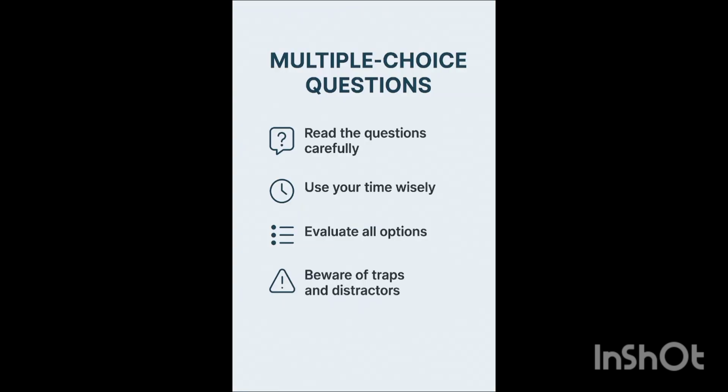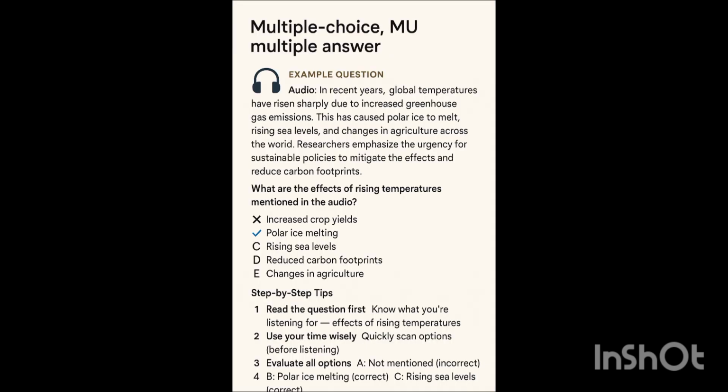So the multiple choice questions will be like you have to read the questions carefully, use your time wisely, evaluate all options, beware of traps and distractions. For example, if have is used, then obviously the third form of the verb will be used. The example is: in recent years, global temperature have risen sharply due to increased greenhouse gas emissions. This has caused polar ice to melt, rising sea levels, and changes in agriculture across the world. Researchers emphasize the urgency for sustainable policies to mitigate the effects and reduce carbon footprints. So, what are the main effects of the rising temperature mentioned in the audio? The correct answer is B, polar ice melting.